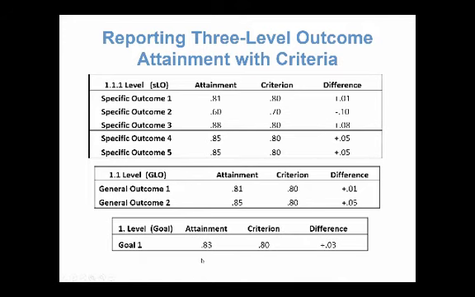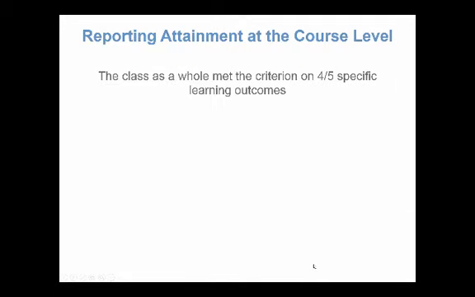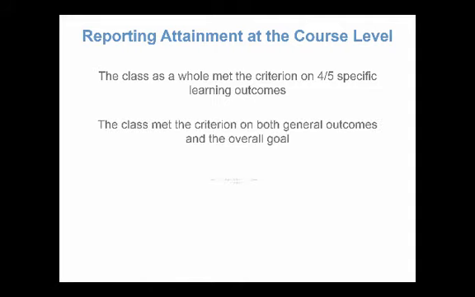And this is how it would look at the goal level. So our IR and E folks for accreditation probably are going to be reporting at this level. This is what a statement would look like using the attainment at the course level. You could say something like this, and SACS likes these statements. I'm sure all accreditors do. You could talk about meeting criteria. You could talk about criterion at general outcome level and goal outcome level.